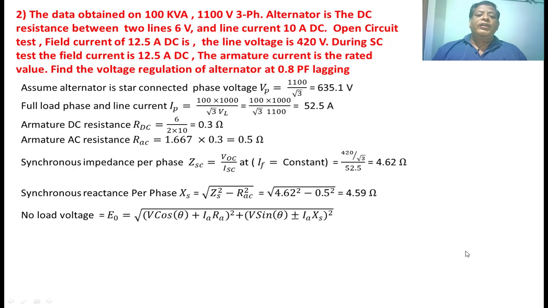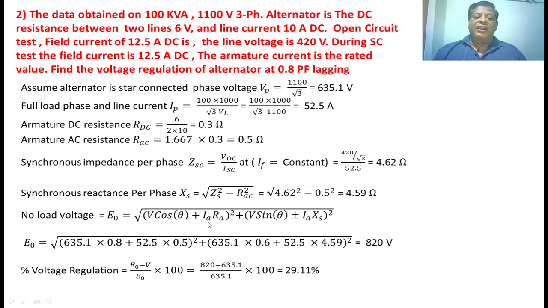Now we are going to find out the no load voltage or the excitation voltage. We know the formula, that is square root of (V cos theta plus Ia Ra) whole square plus (V sin theta plus or minus Ia Xs) whole square, where plus is for the lagging power factor, minus for the leading power factor. In the numerical it is given that the power factor is 0.8, so cos phi equals 0.8, sin phi equals 0.6. Moreover, we have to calculate the voltage regulation at full load.